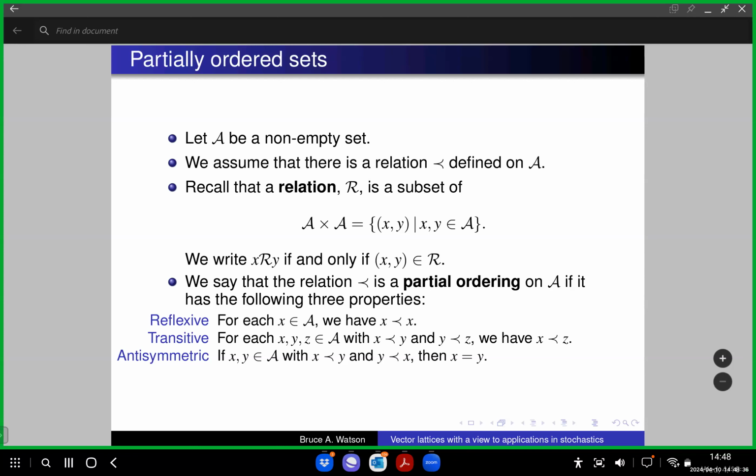Yes. There's exactly one relation on the empty set, which is the empty set, and that is trivially reflexive, transitive, and antisymmetric, yes. And whatever you can think of.